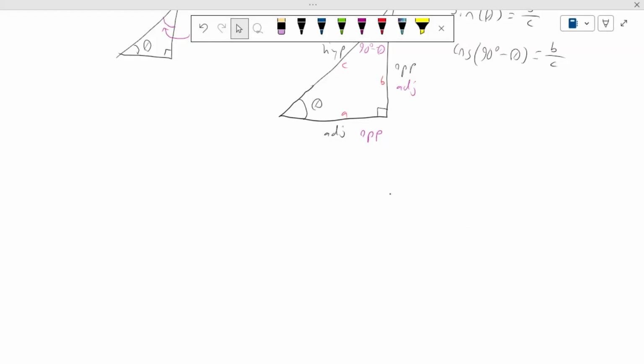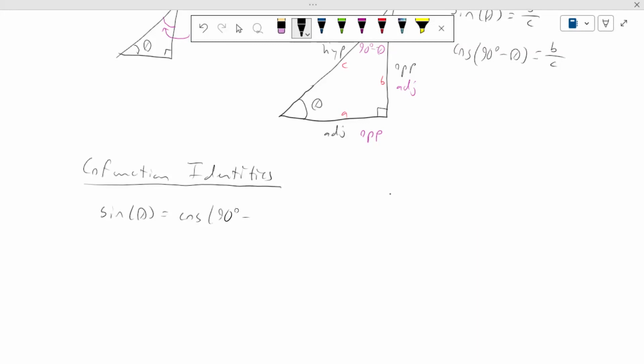Do I want to make a definition? Nah, that's fine. Let's just go through my co-function identities. Save some time here. So these are called co-functions because they involve the complement of theta. Okay, so here's your co-function identities. We just showed this one. Sine of theta is cosine of 90 degrees minus theta, right?